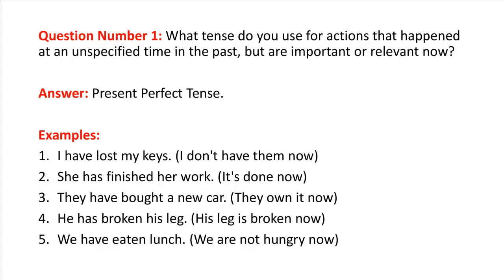Question number 1. What tense do you use for actions that happened at an unspecified time in the past, but are important or relevant now? Answer, present perfect tense. Examples. I have lost my keys. I don't have them now. She has finished her work. It's done now. They have bought a new car. They own it now. He has broken his leg. His leg is broken now. We have eaten lunch. We are not hungry now.